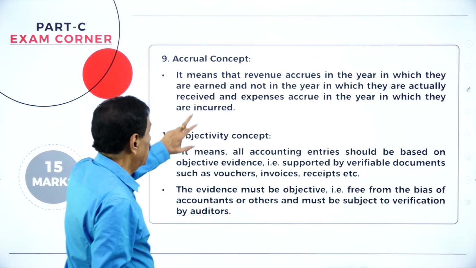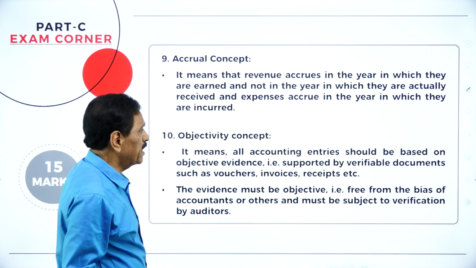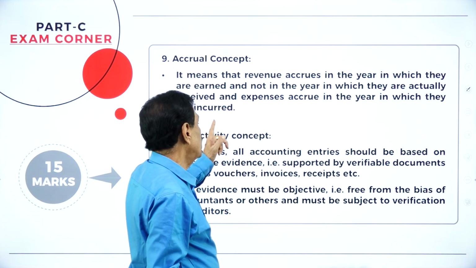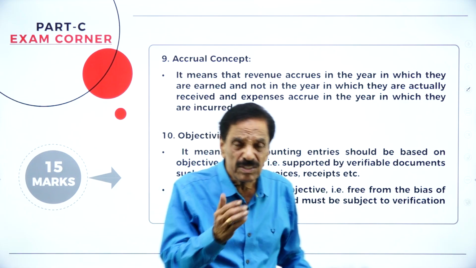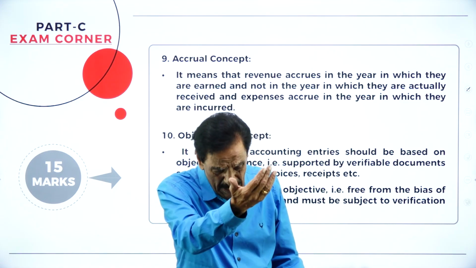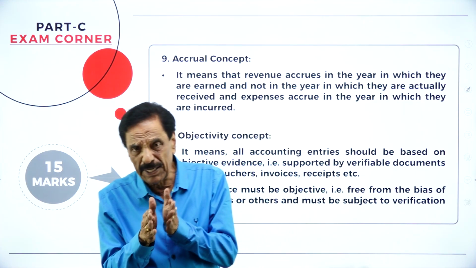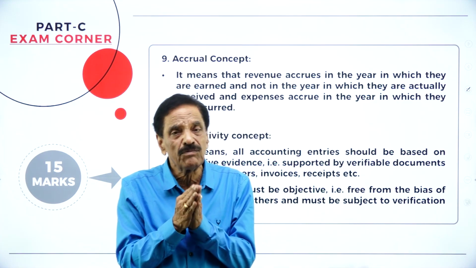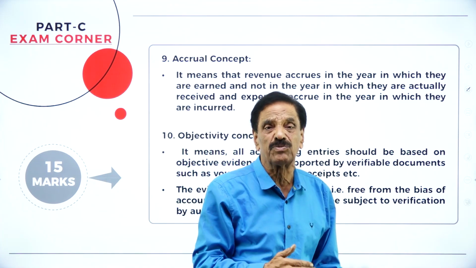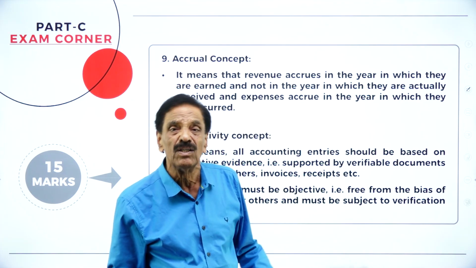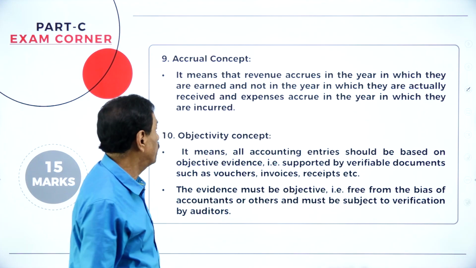Then comes accrual. That means that revenue accrues in the year in which it is earned, and not in the year in which it is actually received, and expenses accrue in the year in which they are incurred. So there are some amounts in a receivable account, where we say some amount is to be received. That should also be taken into consideration. For example, somebody has to pay 1 lakh. Out of 1 lakh, he has already paid 80,000. He says, I will pay the remaining 20,000 at the end of this year. That should be taken into consideration. Even the accrual should be taken into consideration.